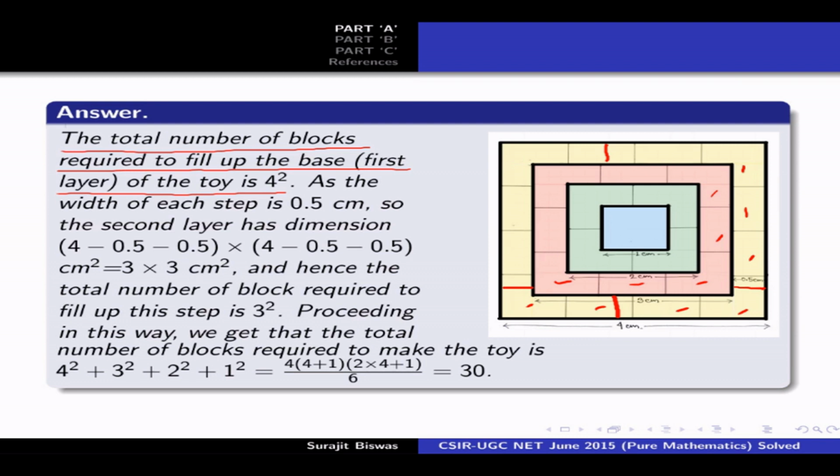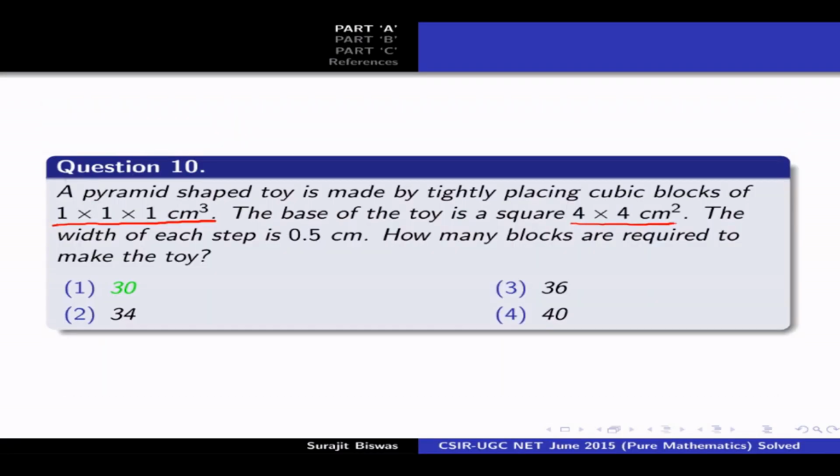Proceeding in this way, we get the total number of blocks required to make the toy is 4 squared plus 3 squared plus 2 squared plus 1 squared, and using the sum of squares of the first n integers, that is n times n plus 1 times 2n plus 1 divided by 6, for n equal to 4, this has to be equal to 30. Okay, so here the correct option is option 1.